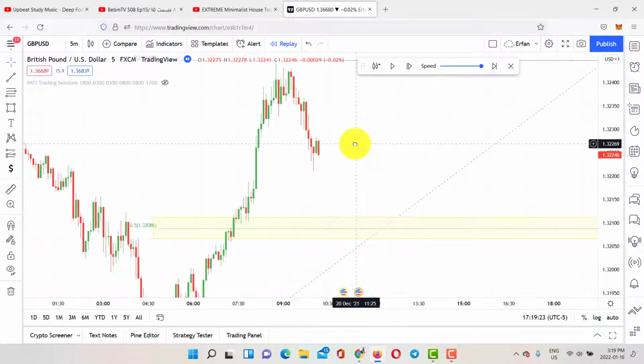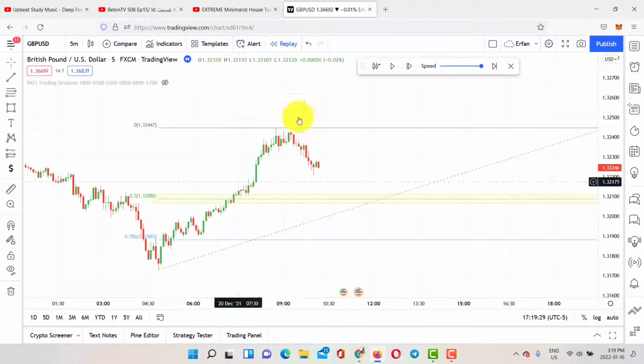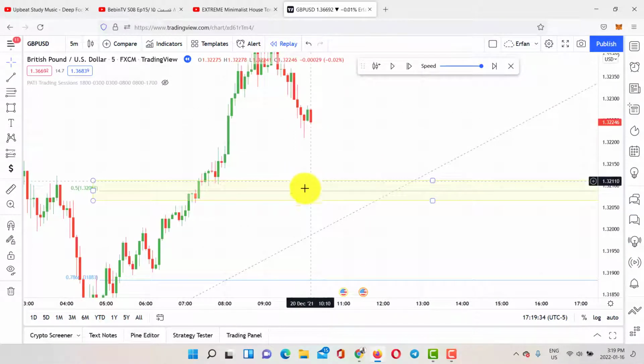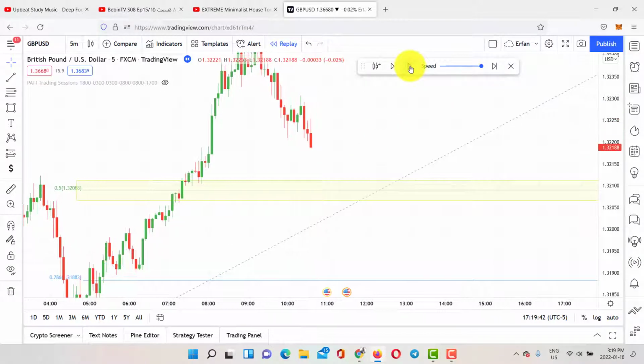So now what we're expecting is that the price hits this level, because we know that we are in an uptrend market, and then we expect the price to hit this level and then go long. So we are waiting for this zone to get tapped into, and then we take our buy position here. But let's see what happens exactly.